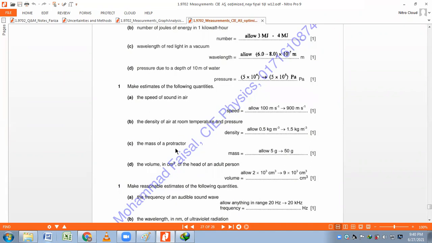The mass of a protractor, how on earth would you ever have an idea of how much the mass of a protractor should be? If you have ever handled actual lab equipment, you might have some idea how much a protractor weighs.